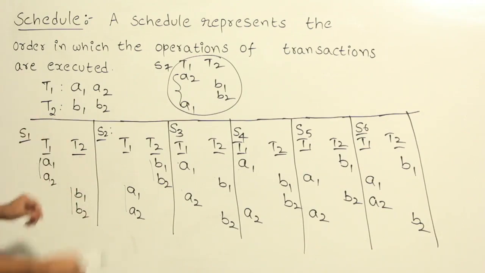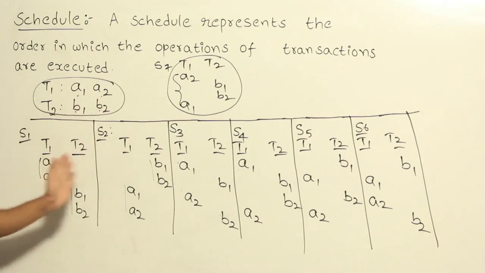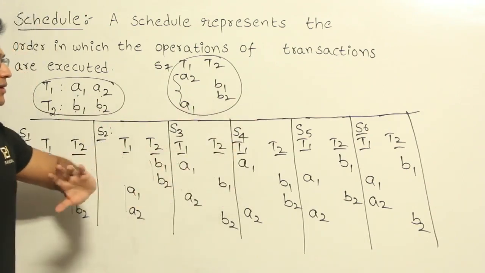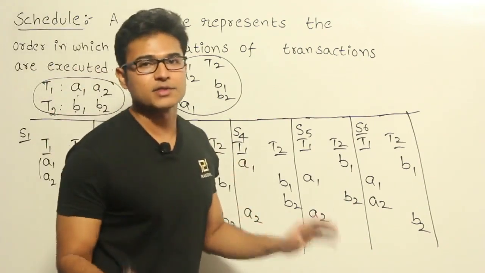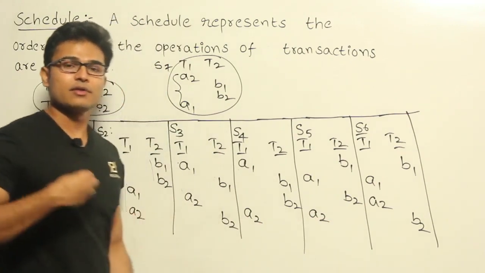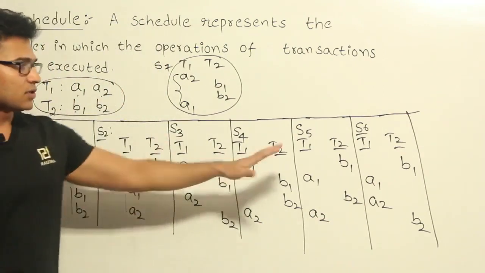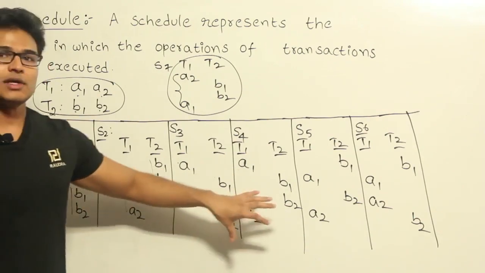So with these two transactions with two operations each, how many schedules are possible? 6 schedules are possible, right? Now if you assume that no concurrency control mechanism is applied and you are simply allowing the transactions to interleave and operate, then they might execute in any of these possibilities, right? Now how many of them will lead to the correct answer?